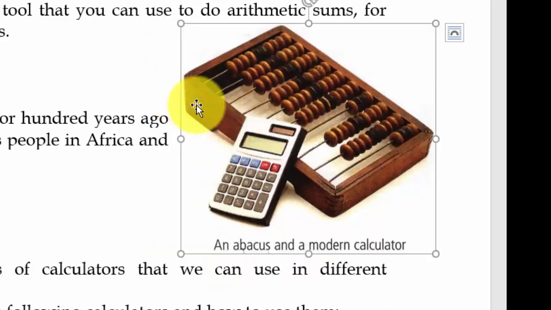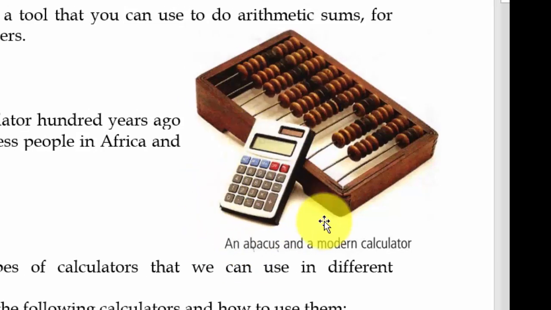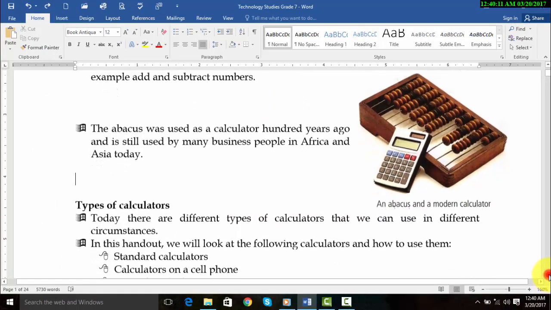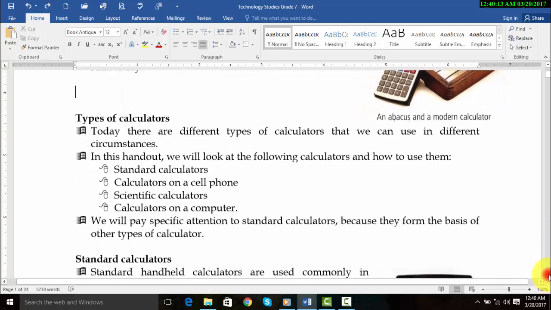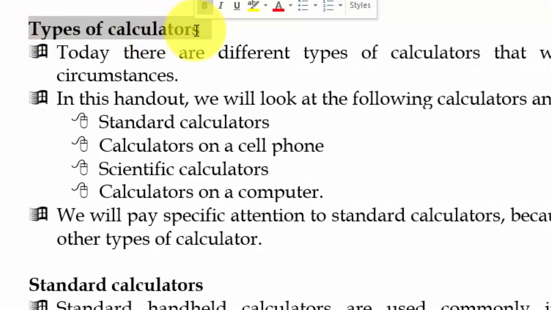So now what we are saying is that apart from this abacus, we are looking at what has been made now, which has made our work easy. This is what we call a tool that we can use to do some arithmetic. This is what we call a modern or standard calculator, the topic we are having today for you children. So now let us move down here where it says types of calculators. So we are going to look at types of calculators.